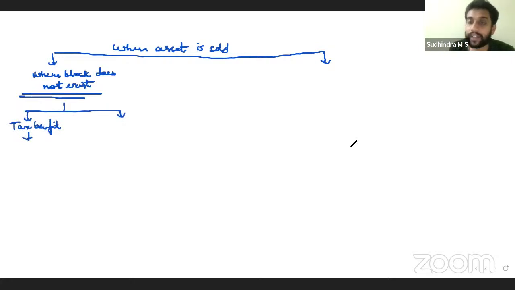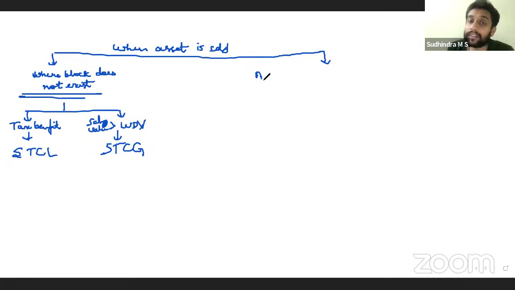Where a block does not exist, what do we understand by tax benefit? That means you still have WDV. In that case, it will be treated as a short-term capital loss. If you have sold it at a higher price than WDV, that is, sale value greater than WDV, then it is a short-term capital gain. Correct? Short-term capital gain.